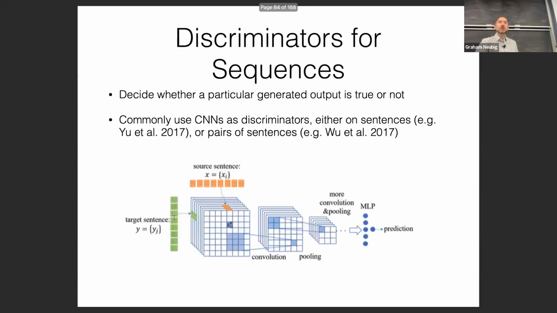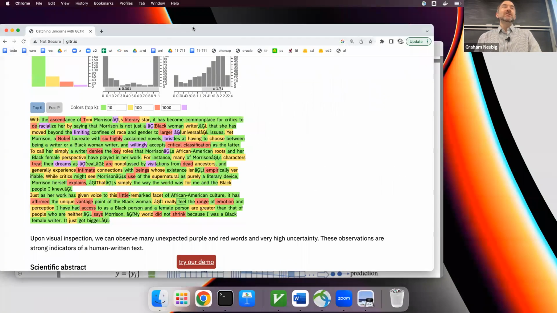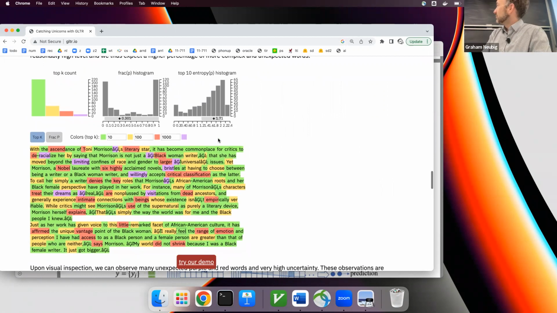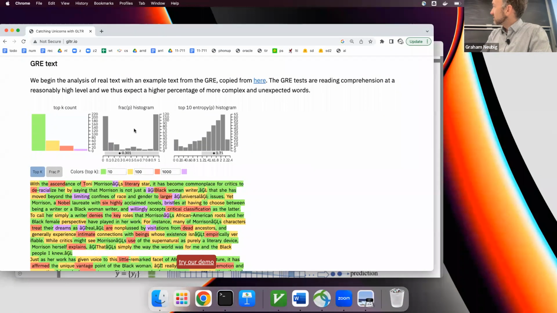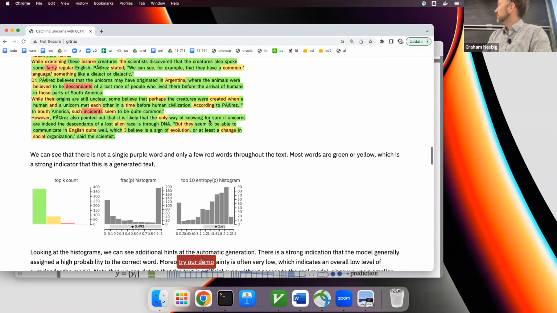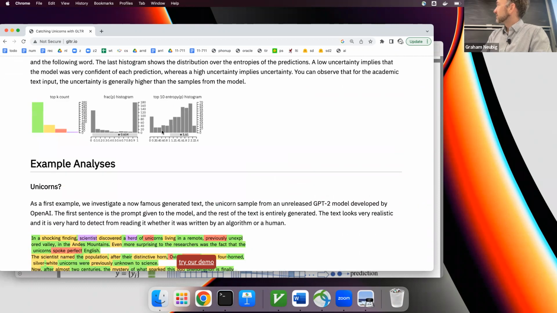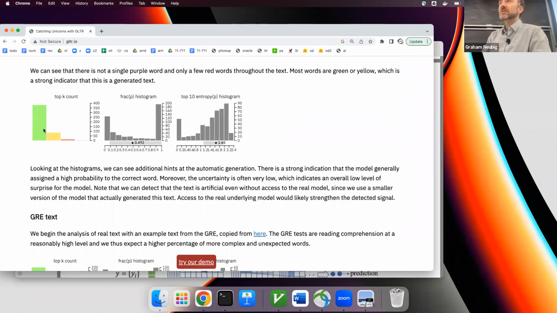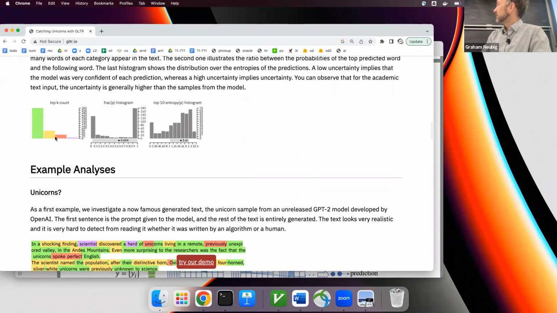So, yeah. Another thing that I should mention is when I saw this Glitter work, which came out after a lot of the GAN for text generation work, you could almost train a discriminator on this top 10 entropy histogram. You see this top 10 entropy histogram over here. It looks very different, or maybe top K count would be even better. This top K count image is quite different between generated text and real text, right?